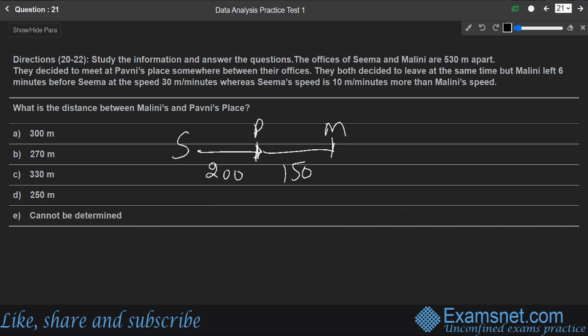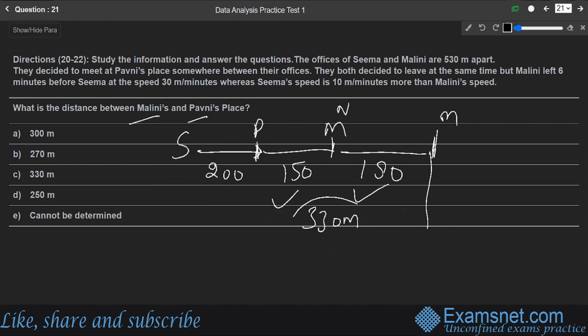And how much was the distance covered here in the last diagram? This was Malini's new position. This was Malini's old position. This distance was nothing but 180. So the total distance, he's asking for Malini's and Pavani's place. So the total distance between Malini and Pavani's place is 150 plus 180, which is nothing but 330 meters. So the distance between Malini's and Pavani's place is going to be 330 meter.